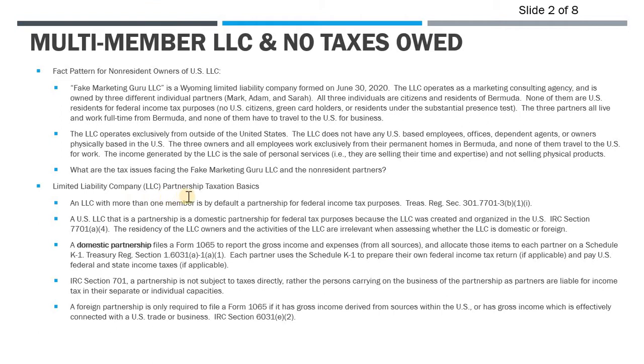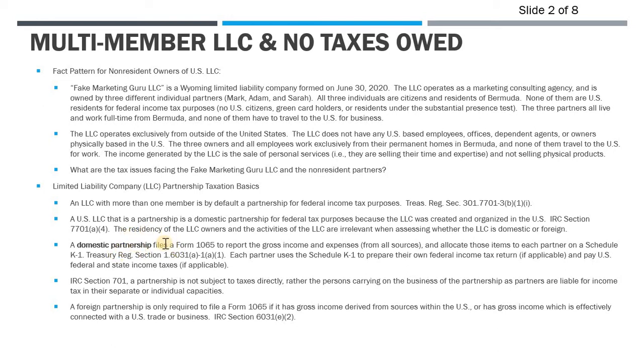Okay, so some of the LLC basics here. When you have a U.S. LLC with more than 1 member, it's going to default to a partnership for federal tax purposes. Okay, and those rules are outlined in the Treasury regs here in 7701-3B. Now, a U.S. LLC that is a partnership is a domestic partnership for federal tax purposes because it was created and organized in the United States.